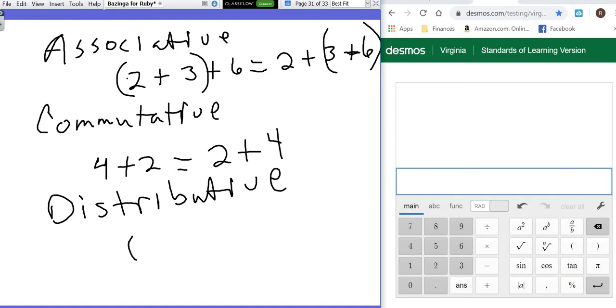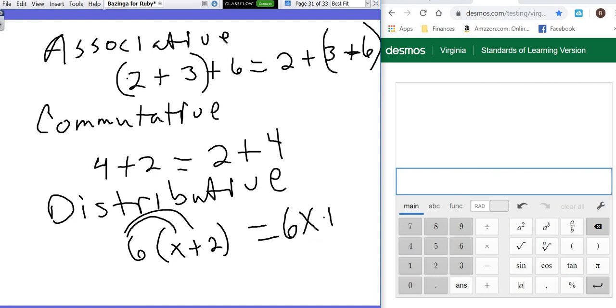But just real quickly, if you have a number outside, and then let's say you have this inside those parentheses, it's going to go here and it's going to go here. So 6 times x is 6x, and 6 times a positive 2 is a positive 12. So we're going to be doing a lot more of that.